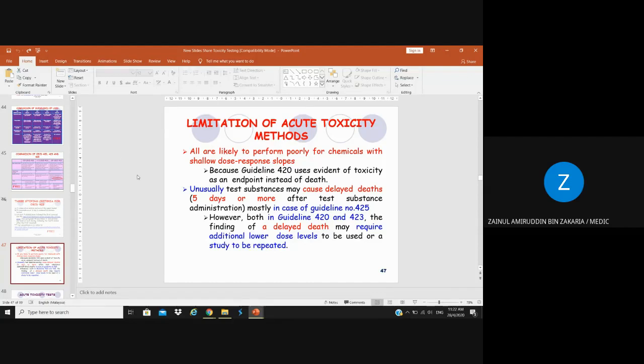So you cannot see the toxic effect. If you learned pharmacology before, you have a bell shape dose response, right? So sometimes at a certain dose, the compound becomes highly toxic, but outside that dose response slope, outside the dose response curve, you will not see the toxic effect.